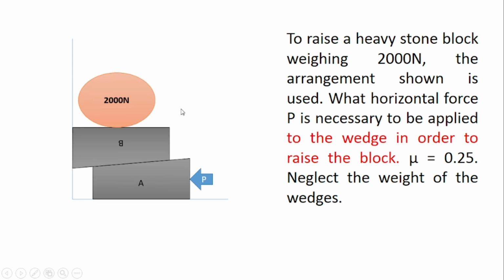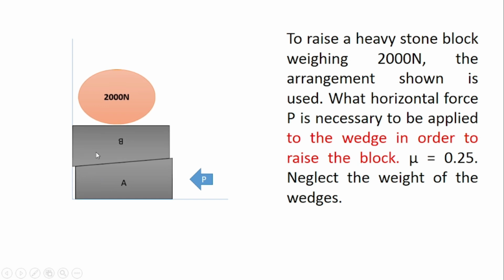We'll analyze one more time. The P force is applied on this block, that will push block A towards the left side, and that will raise block B in the upward direction. So that will raise this weight in the upward direction. That is how the motion takes place in this question. So we can draw the friction force and the normal direction as per the direction of the motion.